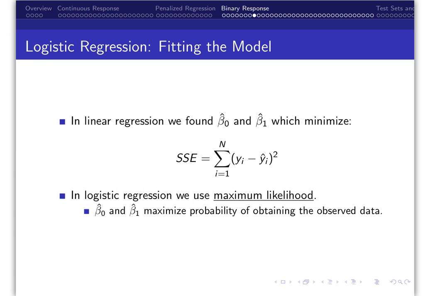To understand the mechanics regarding how a logistic regression model is fit, remember, for linear regression, we estimate the coefficients by finding the values that minimize the sum of squared errors. However, for logistic regression, we use maximum likelihood, so the coefficients beta naught and beta 1 are those that maximize the probability of observing the data.